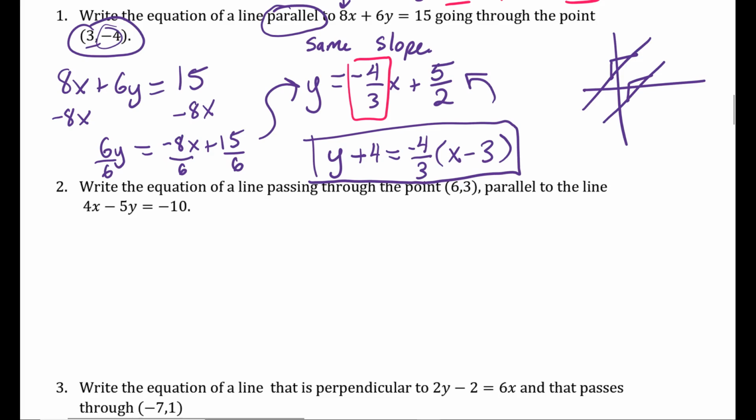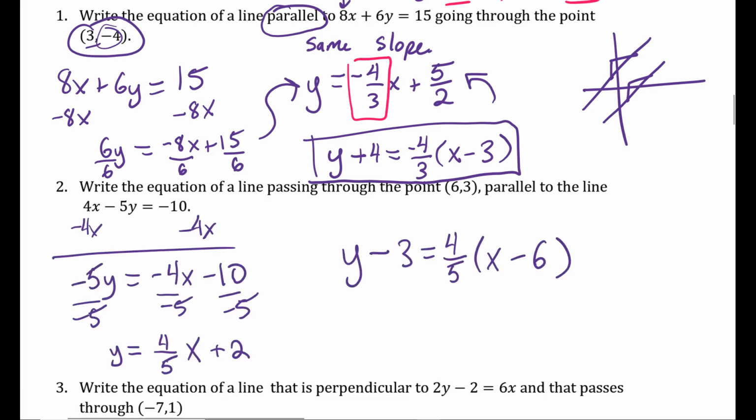So for number 2, the process is exactly the same. So take a minute to pause the video and see if you could do that one on your own. So when you're finished, your work should look something like this. Remember that when you're dividing two negatives for the slope over here, it becomes positive, and your equation can look like y minus 3 equals 4/5 times x minus 6.